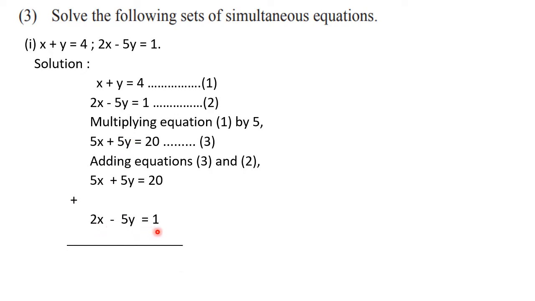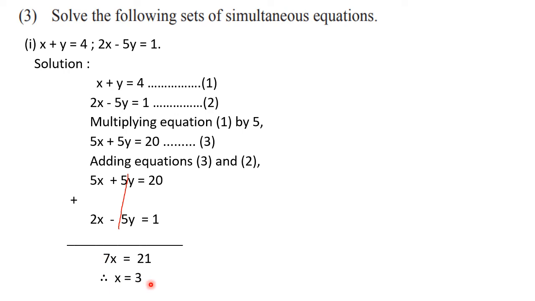Now let's add them. So what we can find here is these two which are having opposite signs, they will get cancelled. Plus 5y and minus 5y will get cancelled. And then here we can add 5x plus 2x, we will get 7x. And here 20 plus 1, that is 21. So 7x is equal to 21. And therefore x is equal to 21 divided by 7. That is x is equal to 3.